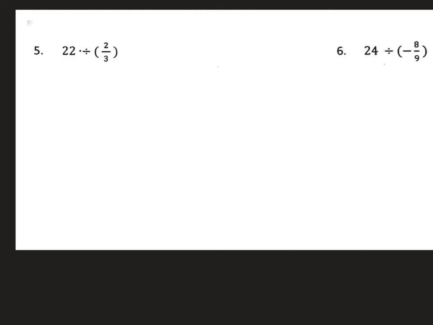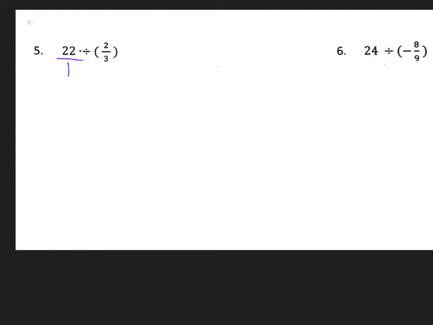All right, guys, the next ones are division problems. So 22 divided by 2/3. Again, you either need to work with fractions or decimals. So for number 5, I'm going to work with fractions. We make 22 into a fraction, so 22 over 1. Some of you may know the keep, change, flip rule. If you know it and get the same answer as me, that's absolutely okay.